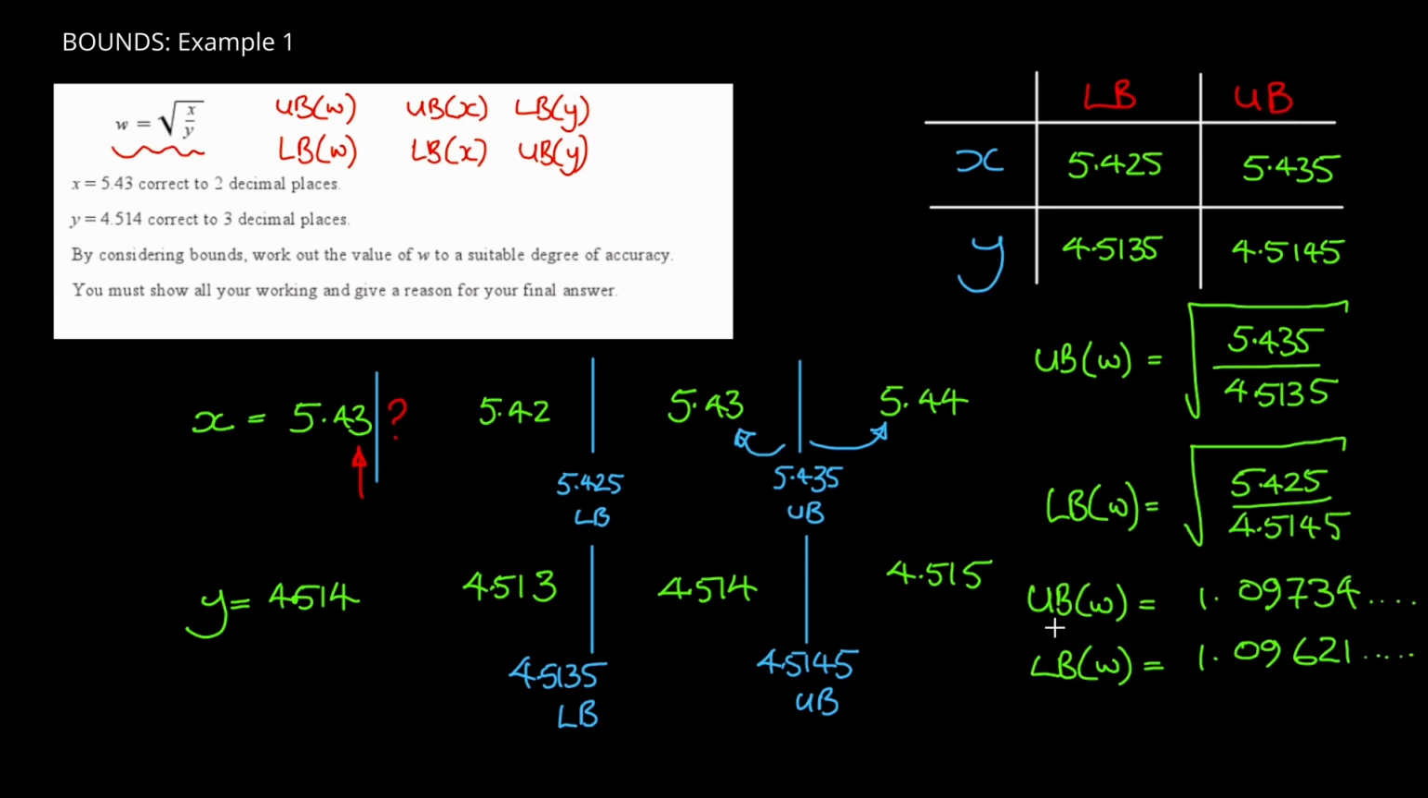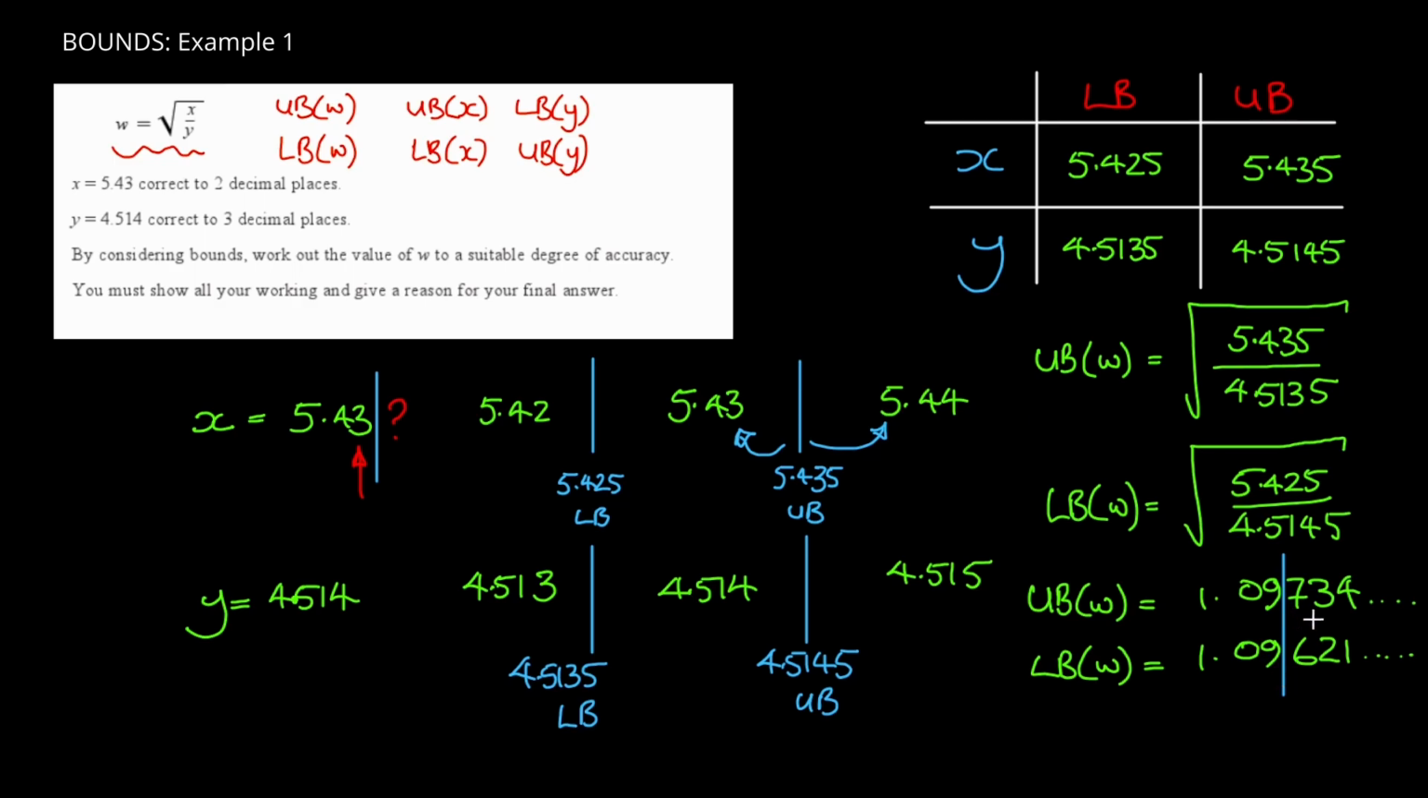Now we've got to consider a suitable degree of accuracy for our answer. Now, as one of our input numbers was only corrected to 2 decimal places, and it's involved in both of our calculations, we can't really expect the answer to be any better than 2 decimal places. So we're going to have to make the chop of our answer for w here after the 9.